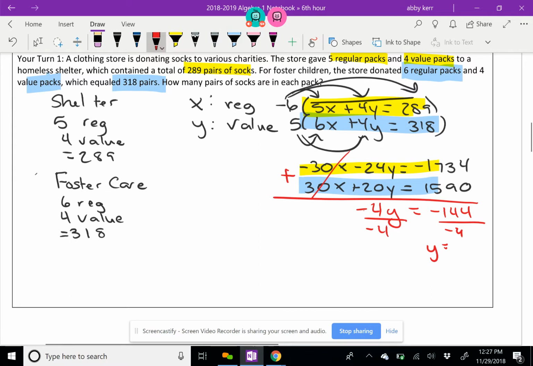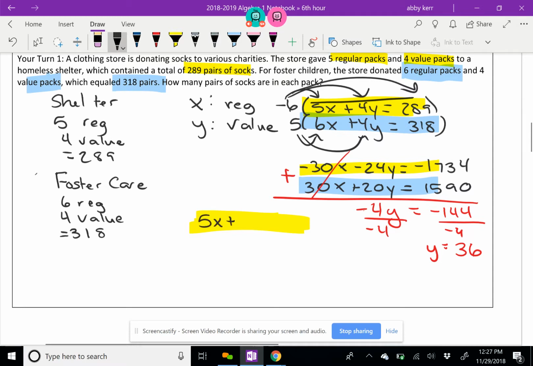When you divide that, your y is going to be 36. Now, remember that's only part of our answer. We just found how many pairs of socks were in the value pack, which was 36. So now we need to find how many socks were in the regular pack. It doesn't matter which equation you want. I just picked the first one.